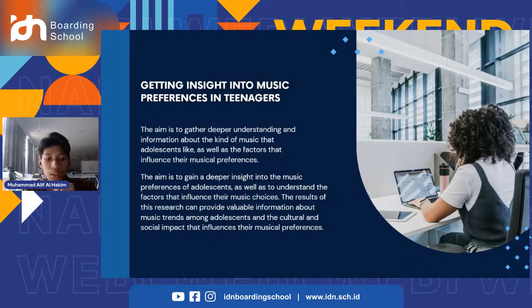The result of this research can provide valuable information about music trends among adolescents and the cultural and social impact that influence their musical preference.